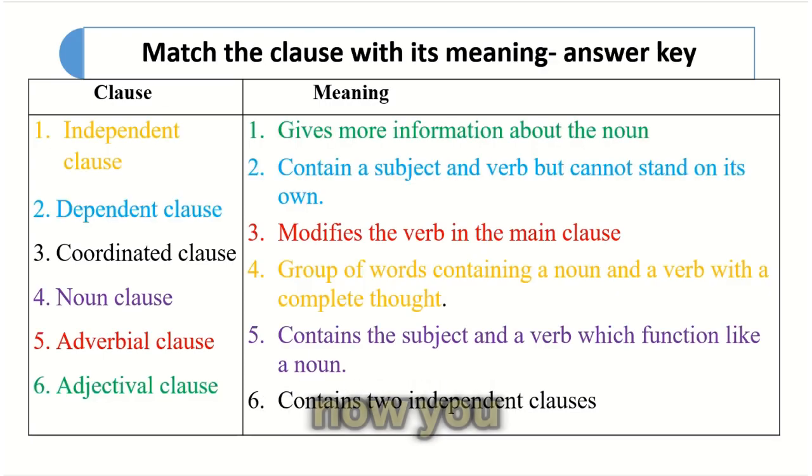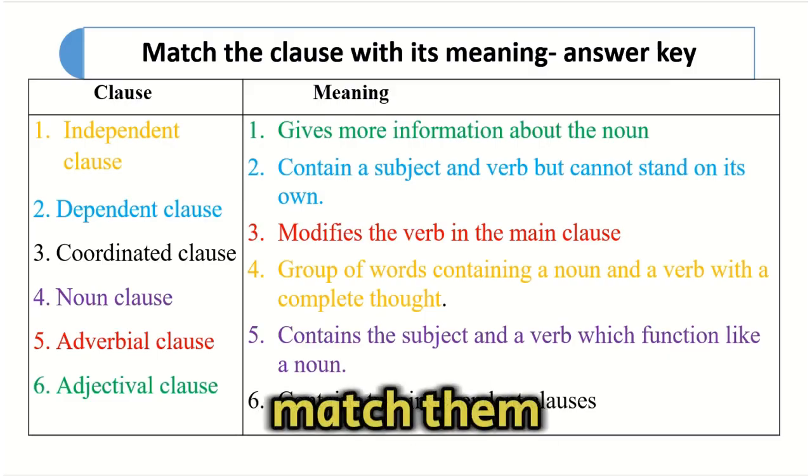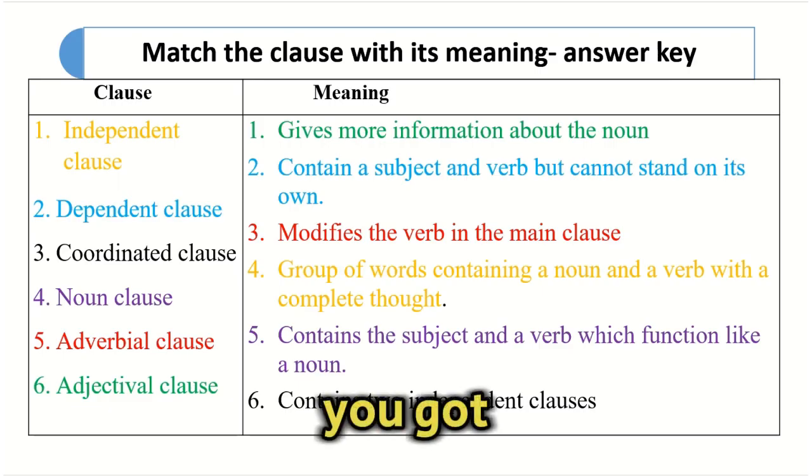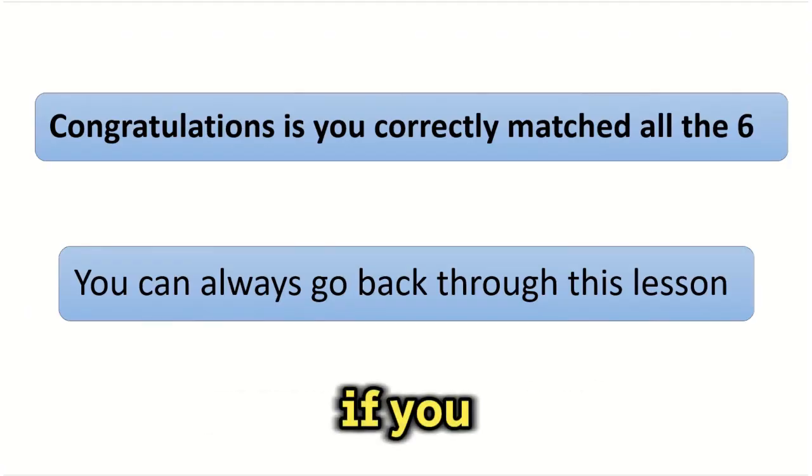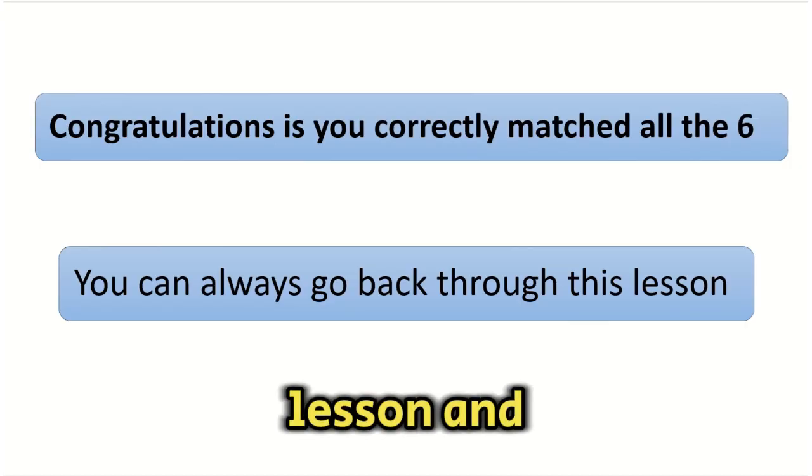Good luck. Now you compare the meaning with the clause. Did you match the clause with the meaning correctly? For example, I matched the meaning with the color codes. Is it the same as the way you matched them? See if you got all the 6 correctly. Congratulations. If you correctly matched all the 6, you can always go back in this lesson and review the information.